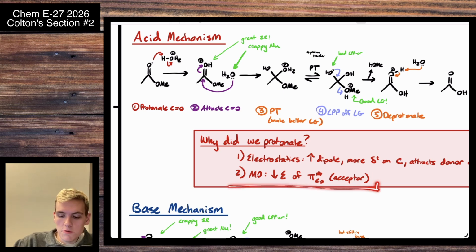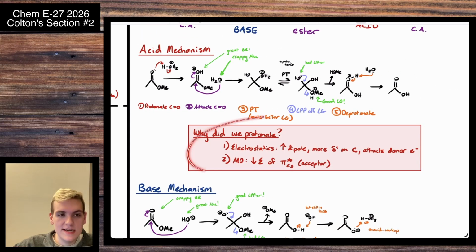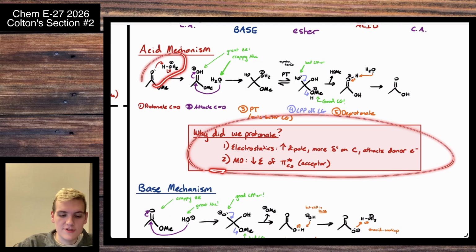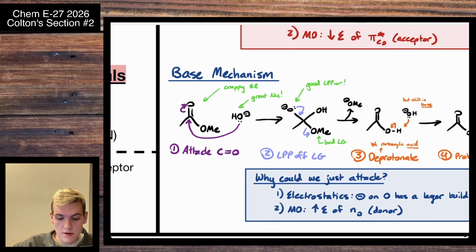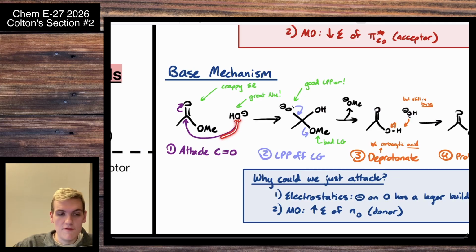And then we are also lowering the energy of our pi star CO acceptor orbital, that MO theory that we were talking about earlier. Okay, so that's the strategy in acid. We make a better electrophile, a better acceptor. But in base, we could just straight up go and attack. If we have OH minus, OH minus is a great nucleophile. So even if we have a crappy electrophile of just a plain Jane carbonyl, it doesn't matter. We have one good one, so we can attack.